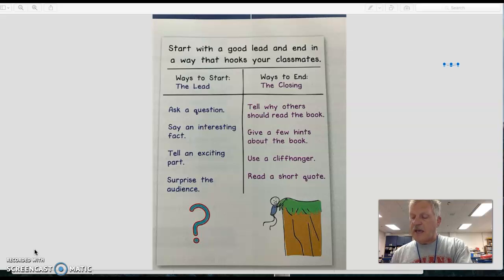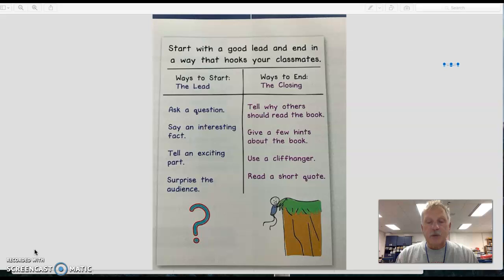The lead helps gain the interest of the classmates listening to the book talk. It makes them interested in the book. A good book talk has a good lead to spark the interest of the listeners. It also has a good hook or closing to get the audience to want to read this book.